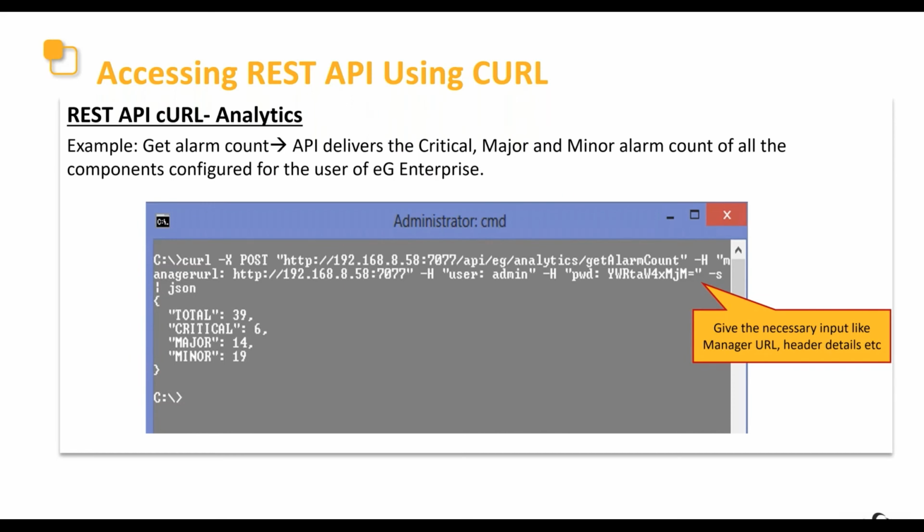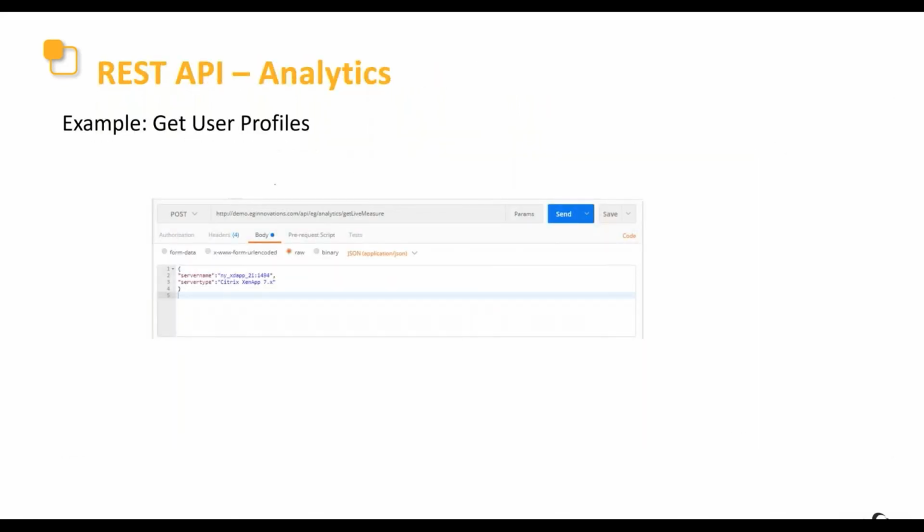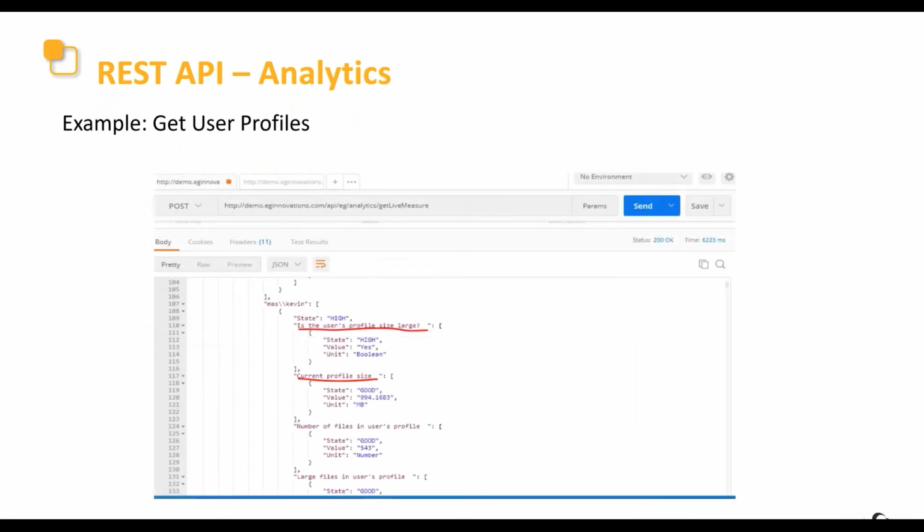Here is another example. You're getting user profiles now. Again, you can browse through the body of the response and you can get exactly the metric that you want. In this case, we are highlighting, you can also get state, whether the user profile size is large, what is the current profile size, number of files in the user's profile. All these details are available. You can parse through and collect for particular users. So you can provide general commands where you can get information across the board for multiple users, or you can provide specific commands to get information for specific users.